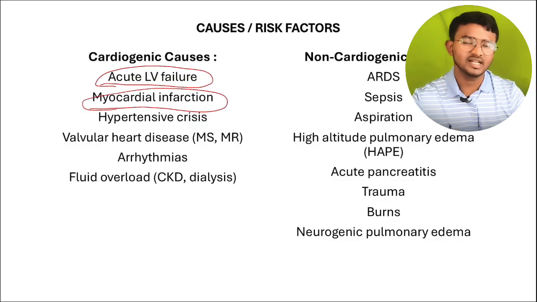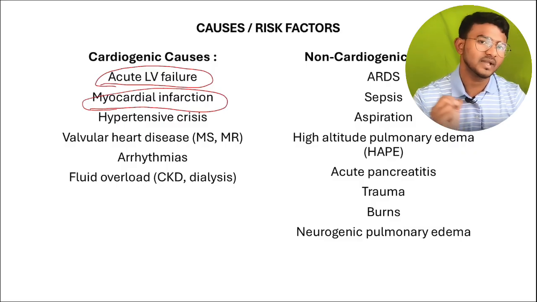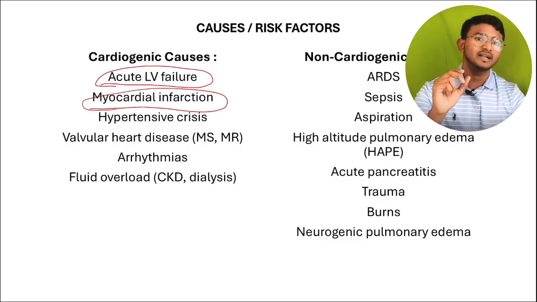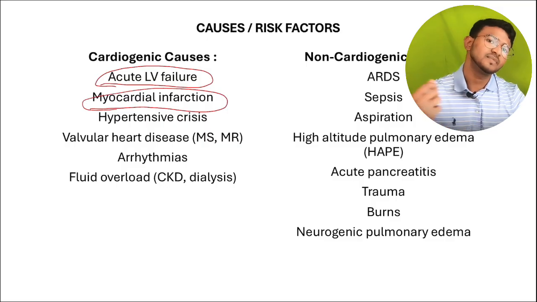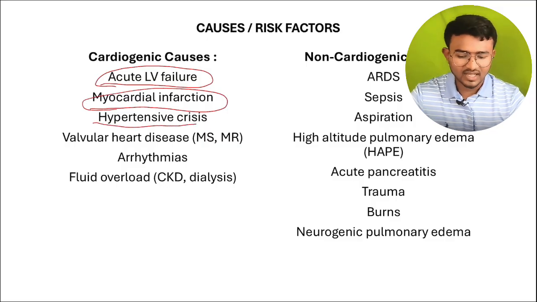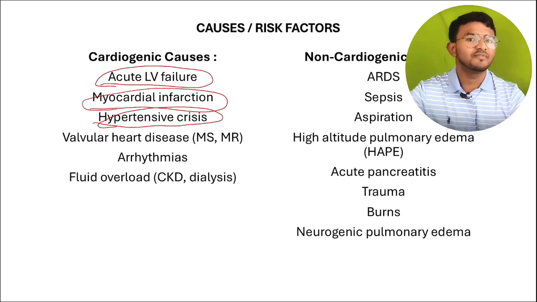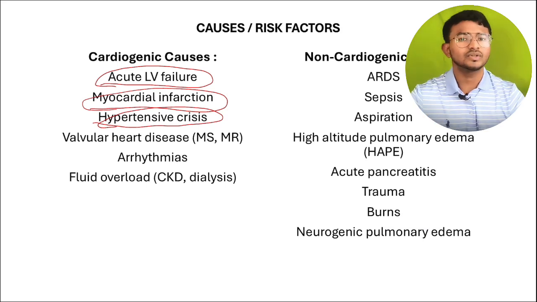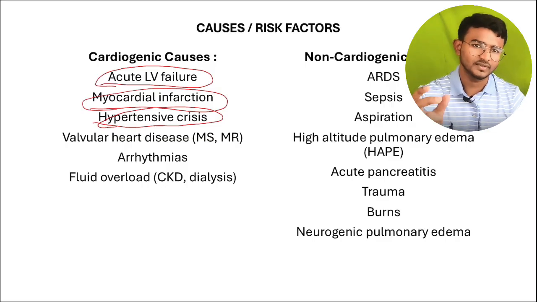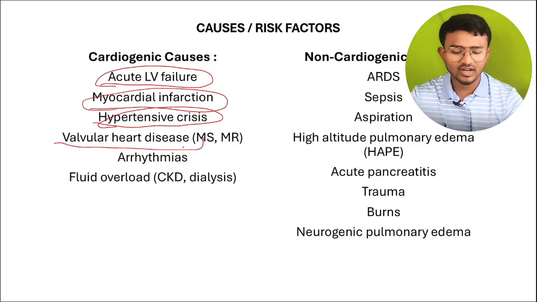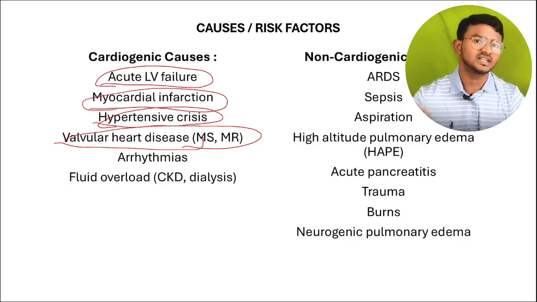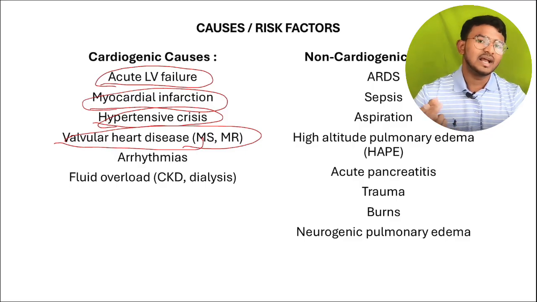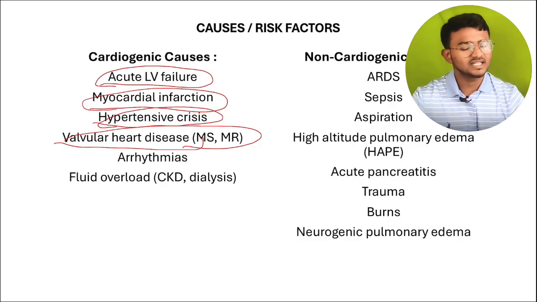Next one, myocardial infarction. If any patient gets myocardial infarction, that part dies. Because of that, the heart is not pumping enough, so that's why it can cause pulmonary edema. Next one, hypertensive crisis. If any patient has a high amount of hypertension, the blood vessels will constrict, so the lung will accumulate more fluid. Next one, valvular heart disease. The blood is not pumping properly because of mitral stenosis or mitral regurgitation. Because of that also, the patient will get pulmonary edema.